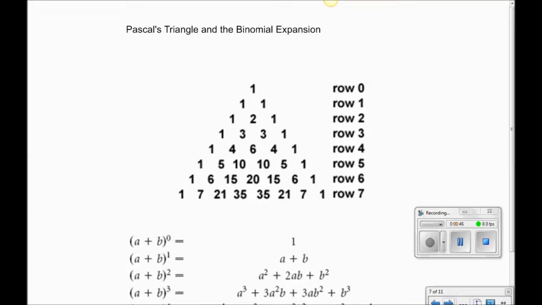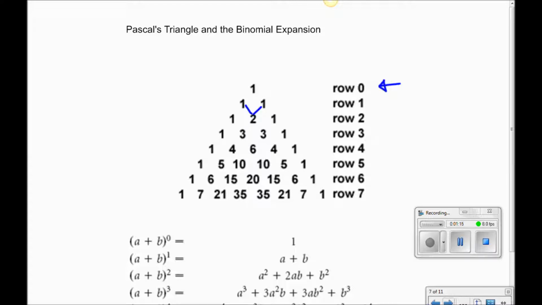Okay, last big idea here. We're looking at Pascal's triangle and how it can help us with the binomial expansion. So I'm assuming you've seen Pascal's triangle before, but if not, here it is. The first row we actually call row 0. Okay, and that's important. Row 1 has 1, 1, and then to get the subsequent row, we add 1 and we get 2.